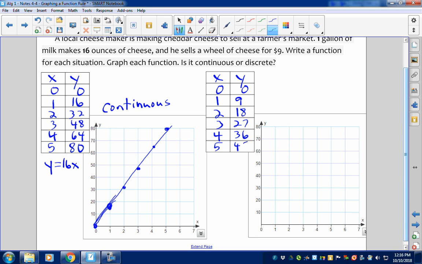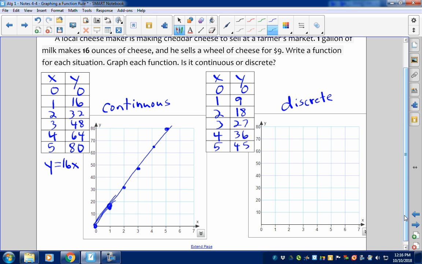Now he can't take and cut the wheels in half or quarters or anything like that. So you can only sell whole values of wheels. That makes this a discrete graph scenario. Okay, this is a discrete graph.